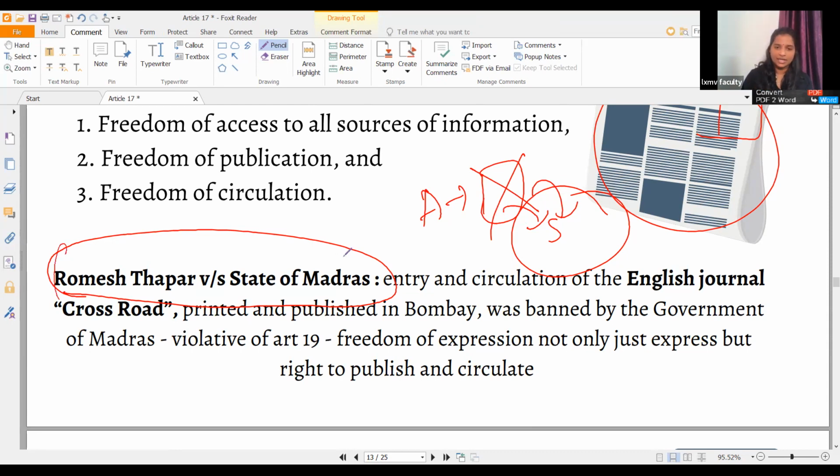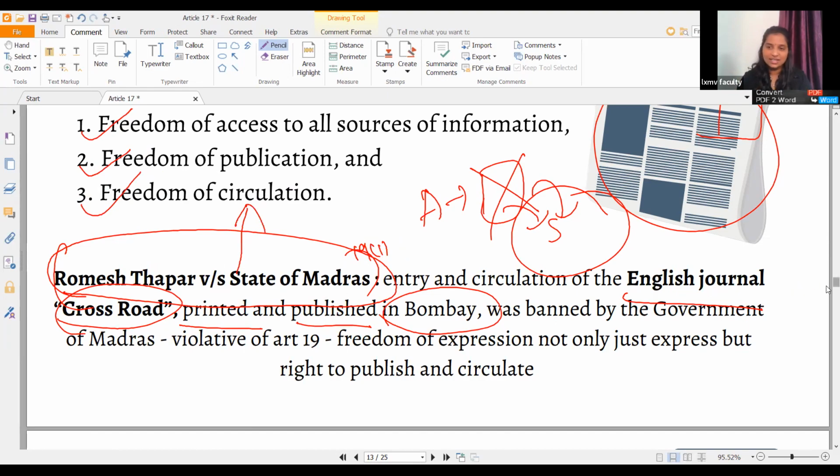In this Romesh Thappar case, there was an English journal called Cross Roads, and it was restricted from publishing and circulating in Bombay. They initially said it cannot be printed, but later they amended. Okay, so the court said Article 19 is a wide area which includes the freedom to access information, the freedom to publish it, and the freedom to circulate it. In this case law, they relied a lot on freedom of circulation.